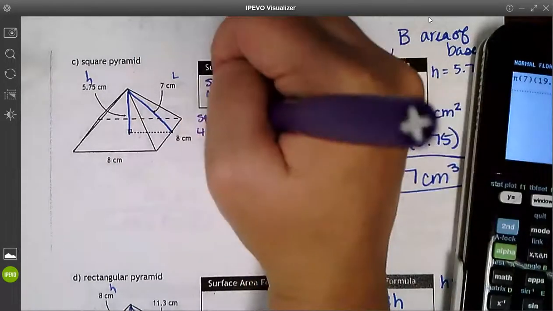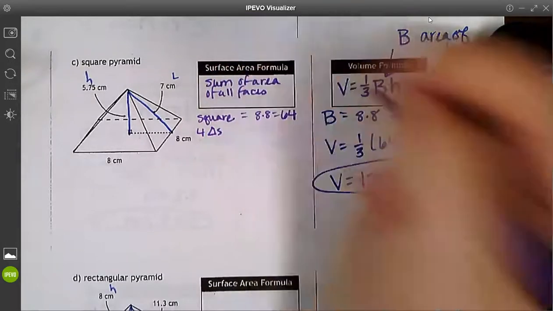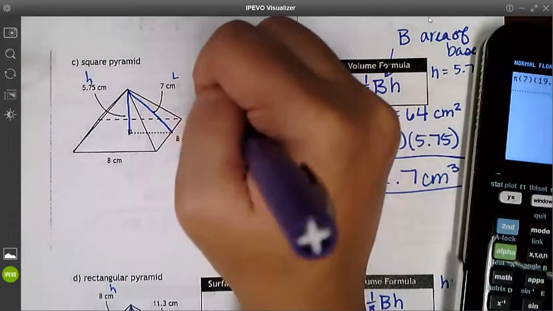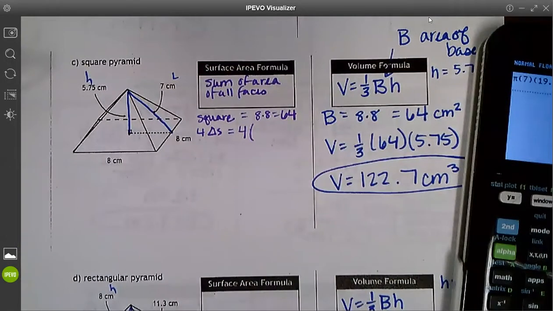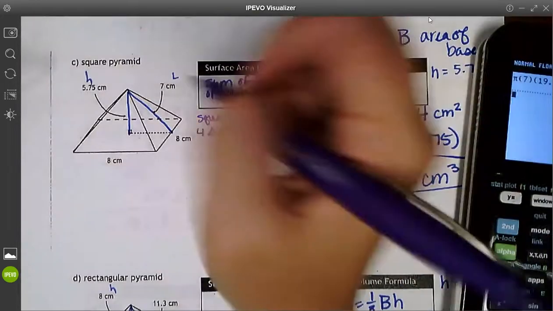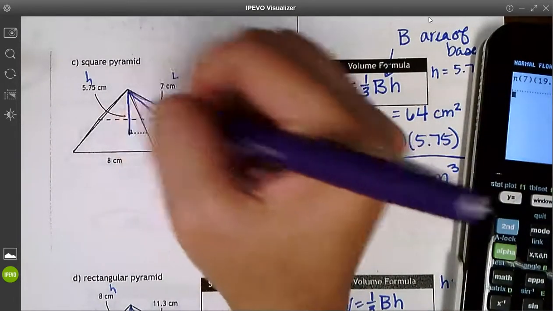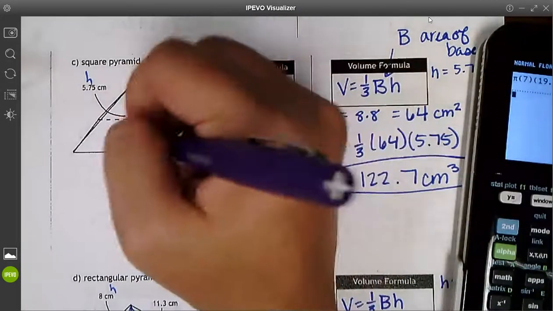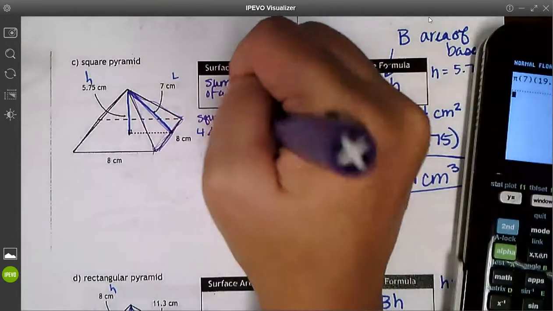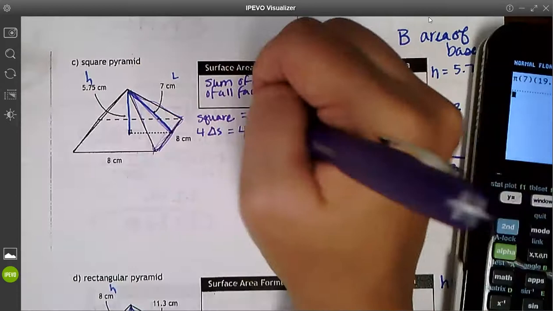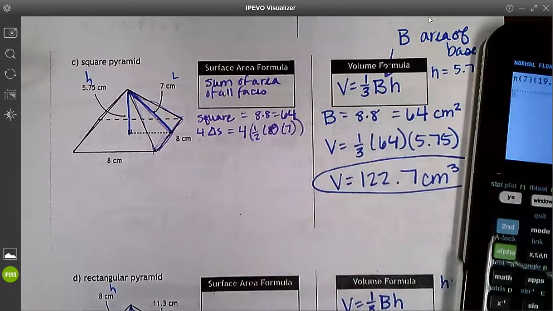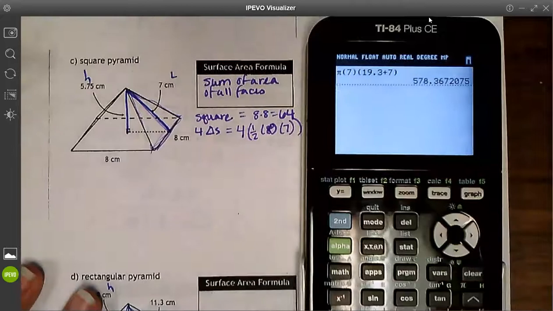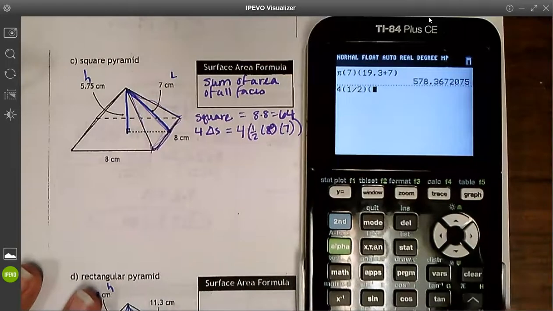So my square is going to be 8 times 8, which is 64. My 4 triangles, I have 4 times the formula for area of a triangle. Area of a triangle is 1/2 base times height. So for my triangle here, the height of that triangle is the slant height, which is 7. So 1/2 my base, which is 8, times my height, which is 7. So now I'm going to plug that in my calculator. I have 4 times 1/2 times 8 times 7, and you get 112.